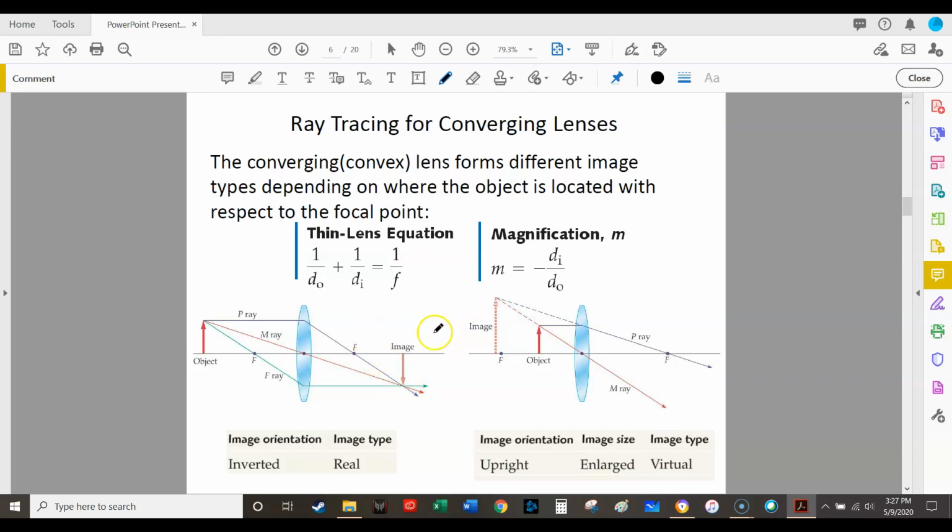So let's go over the other drawing for when the object is in between the focal point and the center of the lens. Again, you follow the same procedure. You're going to draw the parallel line, which is going to go through the center of the lens and then down through the focal point on the other side of the lens.